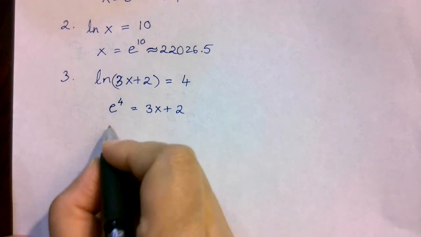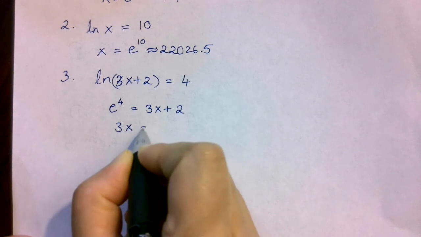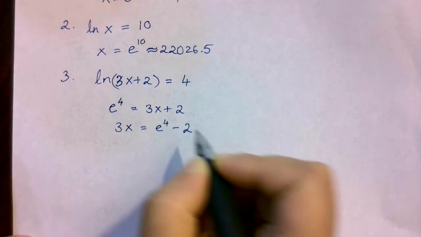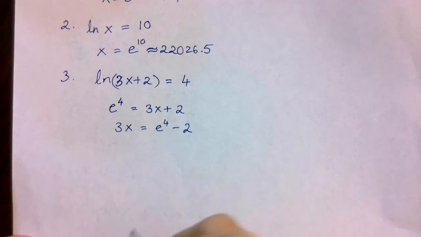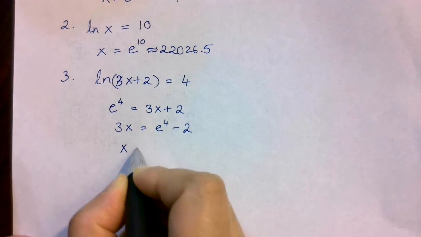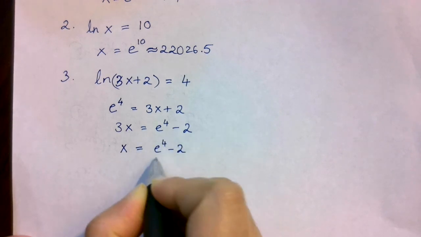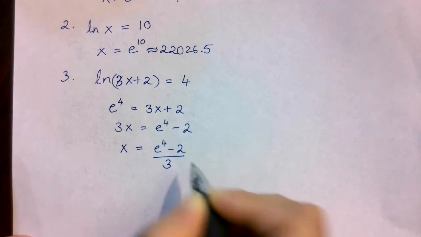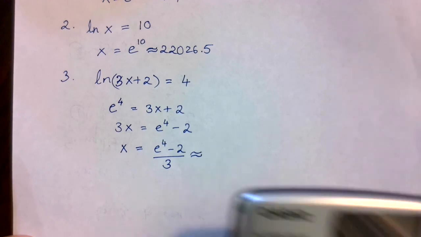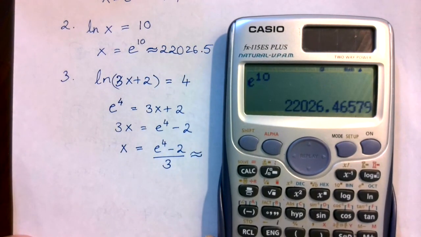Now we need to find out x, so isolate the x. 3x equals e to the power of 4 minus 2. Subtract 2 on both sides. Okay, you get this equation. Now divide by 3, you get e to the power of 4 minus 2 divided by 3. Now you have to give the decimal answer. That's your exact answer, okay?